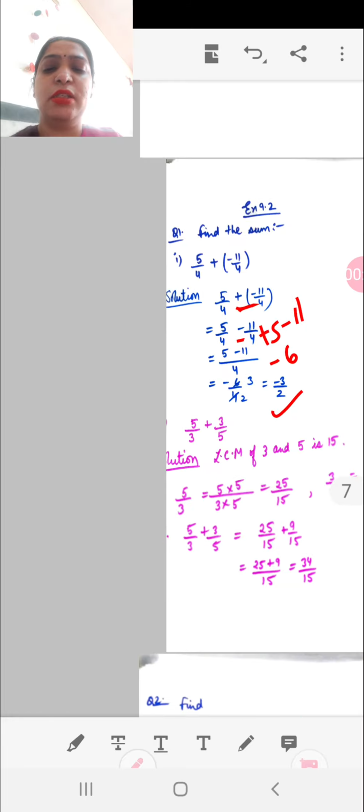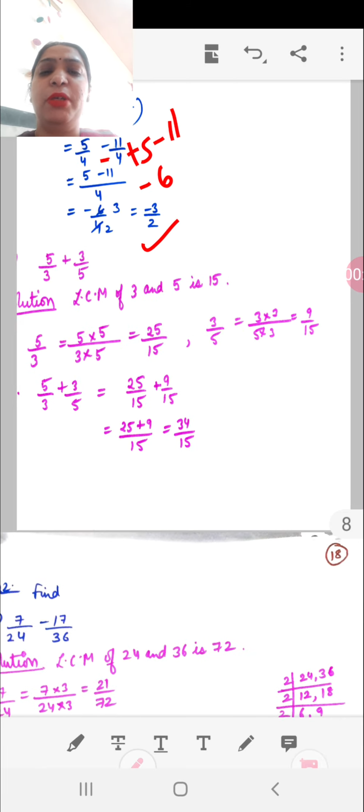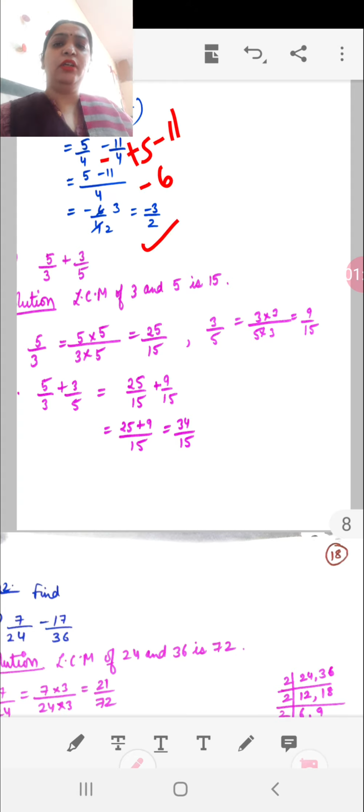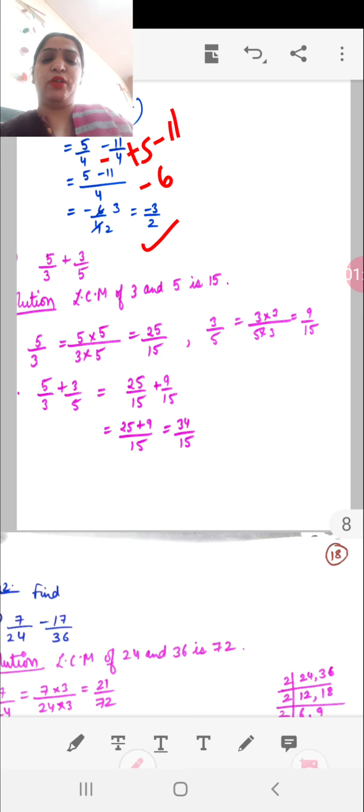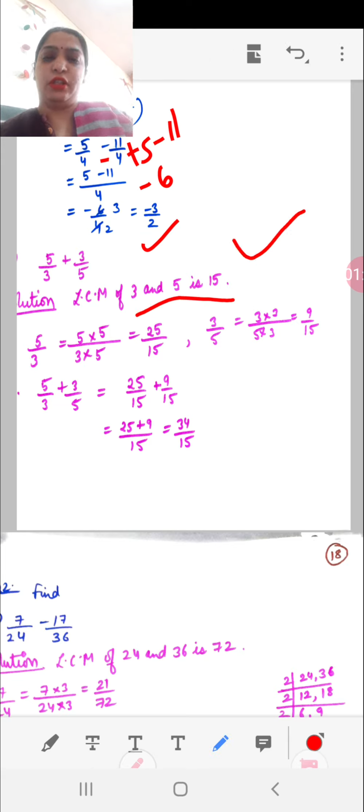Now next is 5 upon 3 plus 3 upon 5. In this case, the denominators are different. You must know that if the denominators are different, then you have to take the LCM. So calculate the LCM. LCM of 3 and 5 is 15. So if the LCM is 15, that means we have to make the denominator 15.